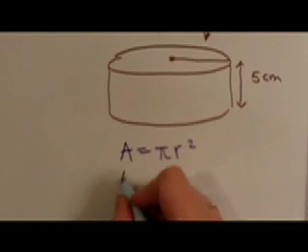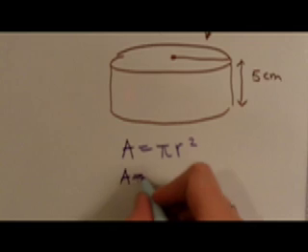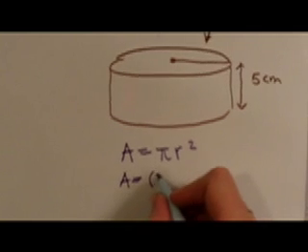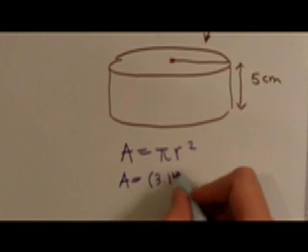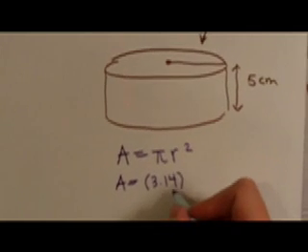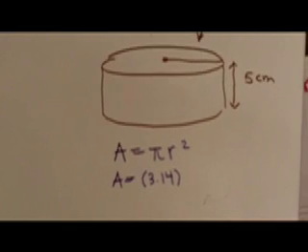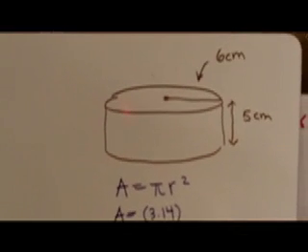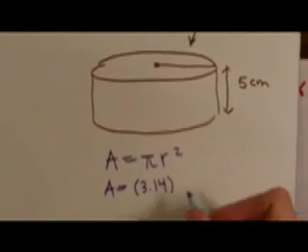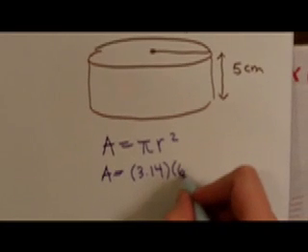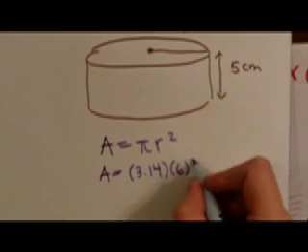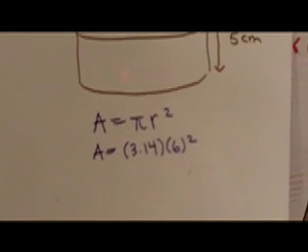We know that we can approximate pi as 3.14, so I'm just going to write that in parentheses. Remember that when things are in parentheses and they're next to each other, that means that we're going to multiply. We said the radius is 6 centimeters, so I'm just going to substitute that in for r, and then I'm going to square that quantity.